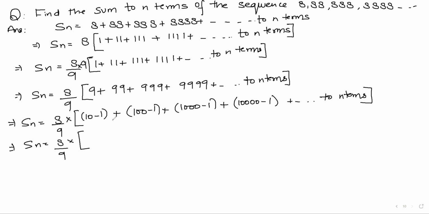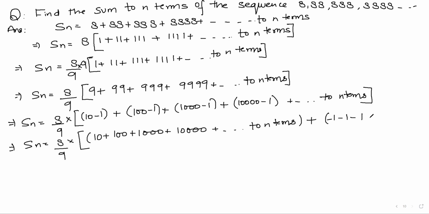Now separate this 10, 100 and 1000. So you can write 10 plus 100 plus 1000 plus 10,000 to n terms. Okay, then plus separate this negative: minus 1 minus 1 minus 1 up to n terms. Now we can write Sn is equal to, this is 8 by 9.